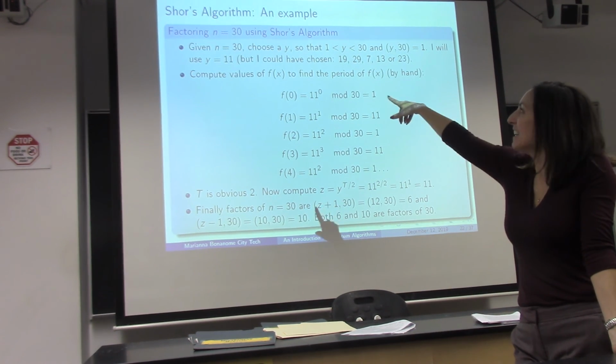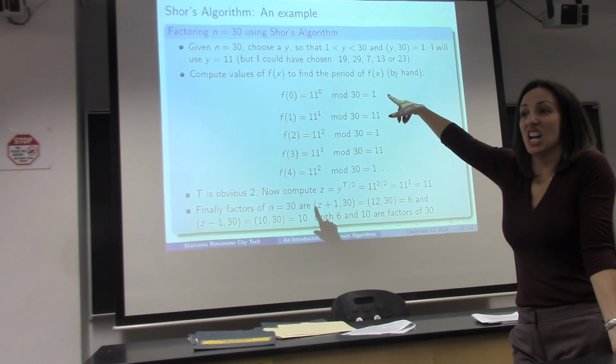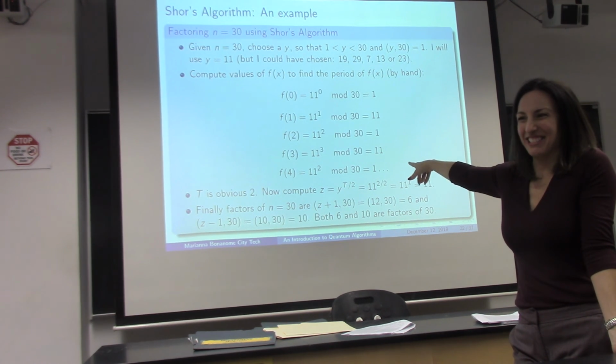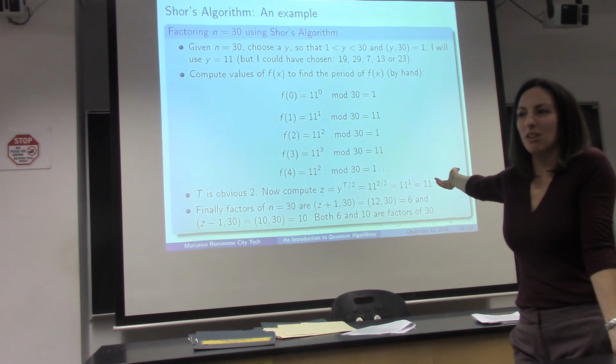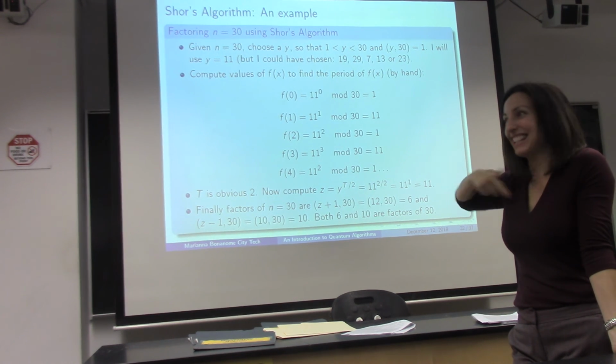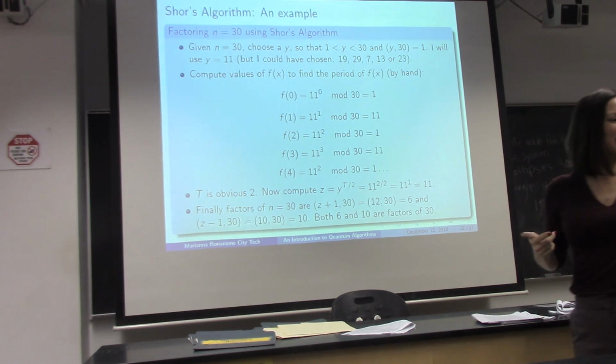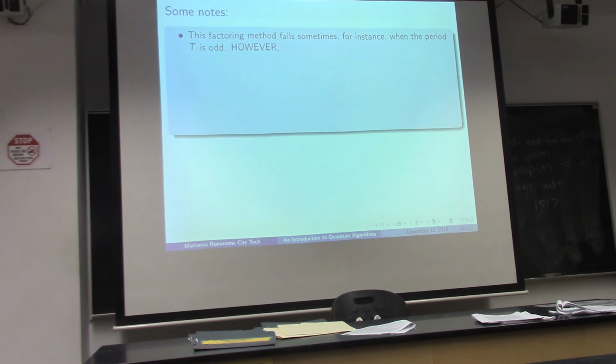But if n was not 30, but something gigantic, and you had to do this, good luck, right? It would take forever. How do I find the period of this horrible function? First of all, it's hard to do this modular exponentiation. That's not so fast. So yes, what a headache.